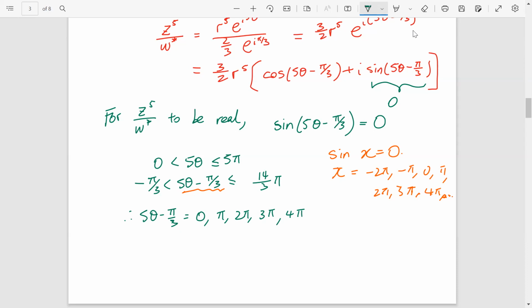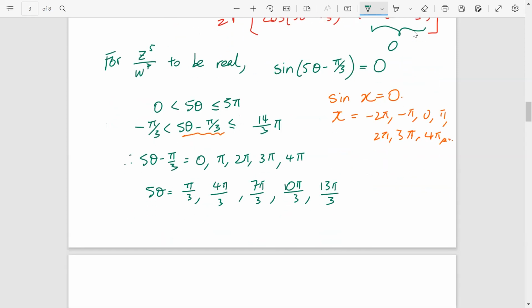So 5θ will be pi over 3, 4 pi over 3, 7 pi over 3, 10 pi over 3, 13 pi over 3. So finally, your θ answer will be pi over 15, 4 pi over 15, and so on. Hey, wait, later I will show you one more thing. I forgot to consider one more thing early on.